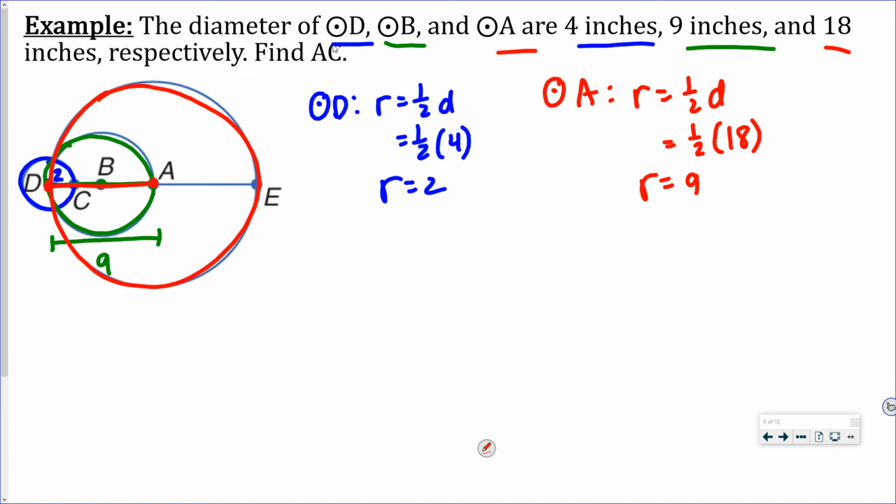That's 9. Okay, I'm going to give you 30 seconds to find AC. This one is a little bit easier.